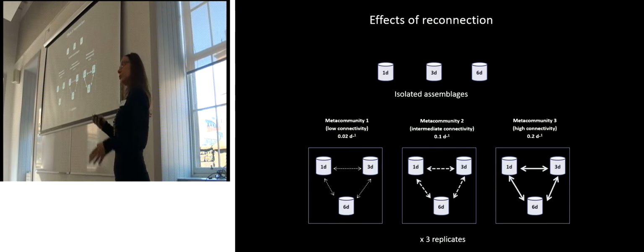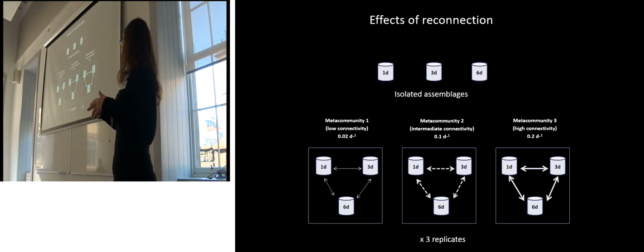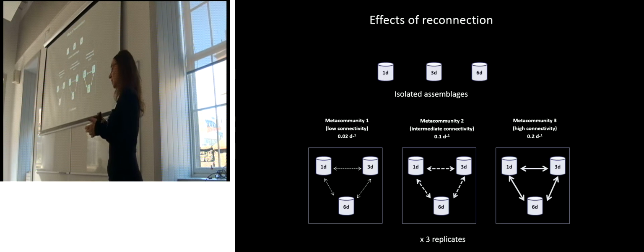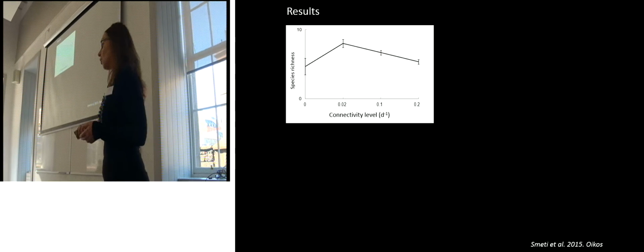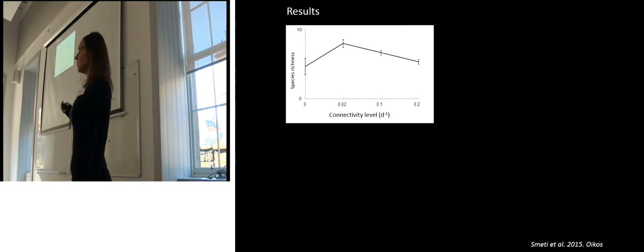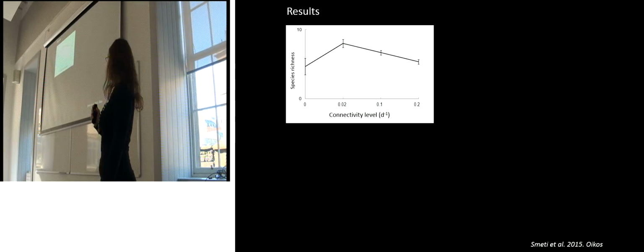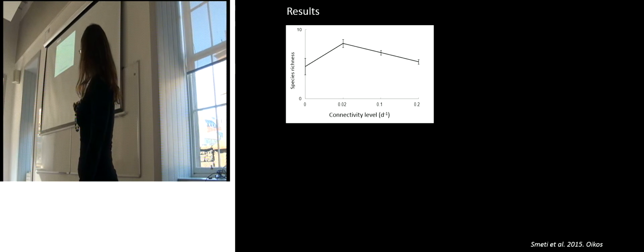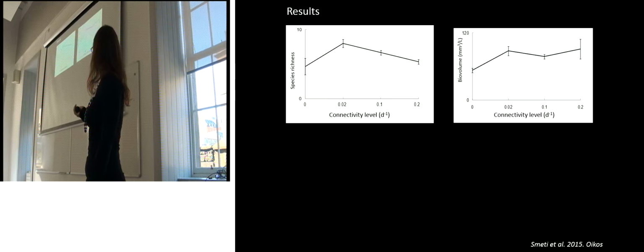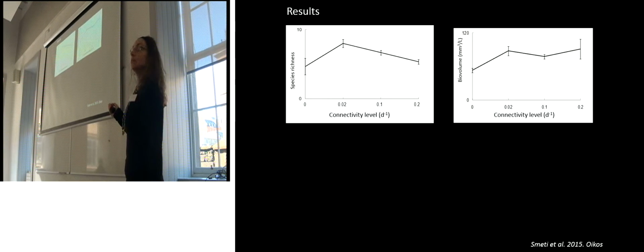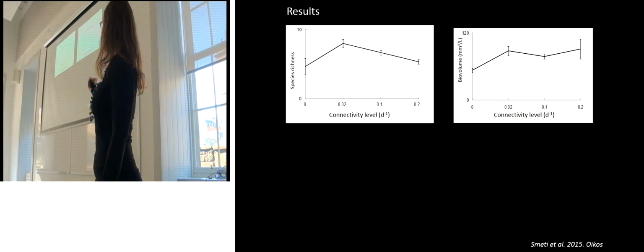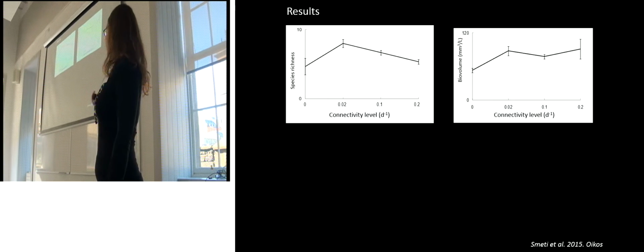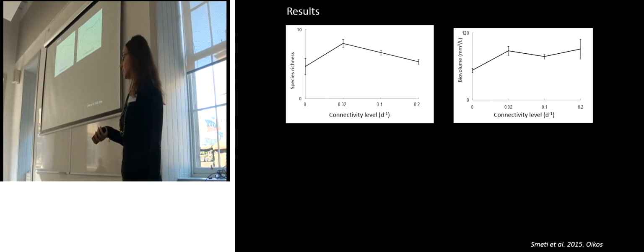And then we took these isolated assemblages we created, and we connected them under different connectivity levels to assess also the effect of the level and the severity of connectivity. So what we saw regarding species richness was that intermediate and low connectivity have increased species richness in the local systems compared to the isolated assemblages. Productivity was also increased at the connected systems, at the metacommunities, compared again to the isolated assemblages.